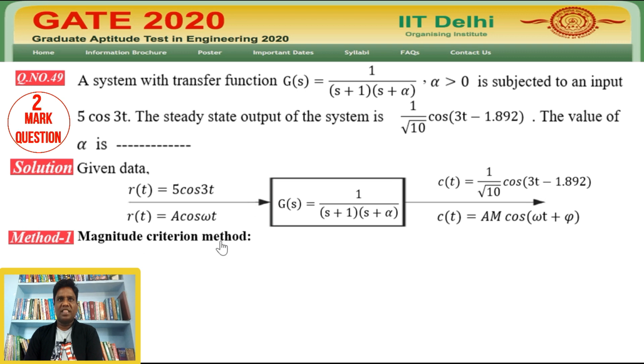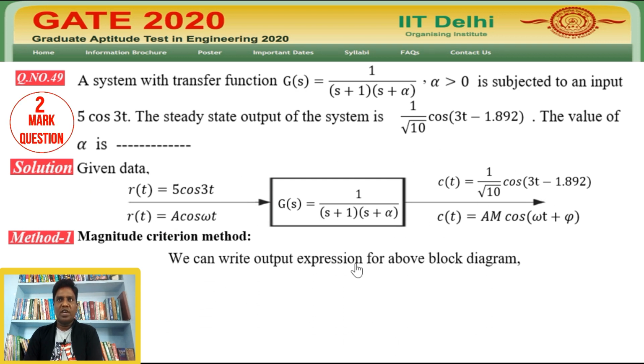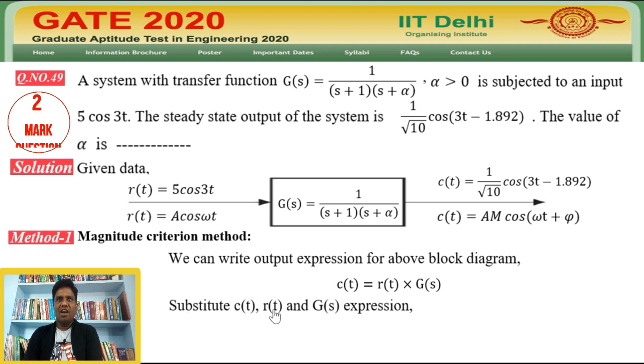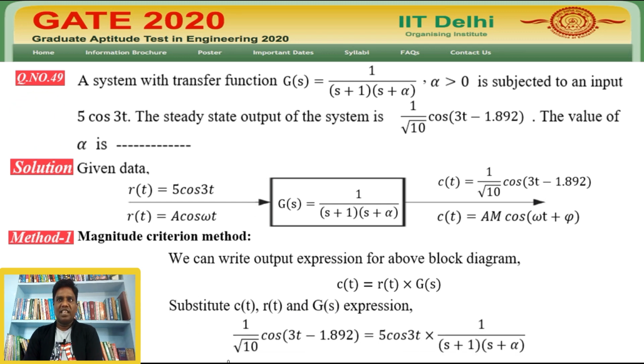Already I said this method is based on the calculation of the magnitude multiplication of the system from the open loop transfer function expression. So now we can write the output expression for the above block diagram: the output c(t) equal to input r(t) into gain G(s). Next substitute c(t), r(t) and G(s) from the given data. After substitution the equation will be 1 divided by root 10 into cos(3t minus 1.892) equal to 5 cos 3t into 1 divided by (s plus 1) into (s plus alpha).